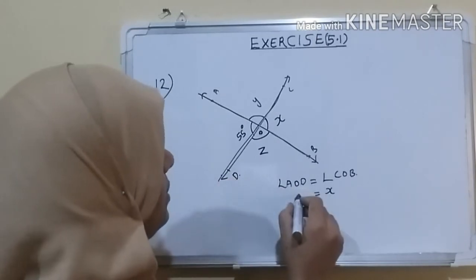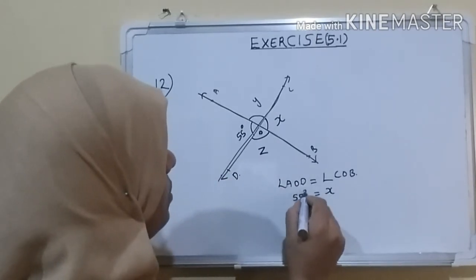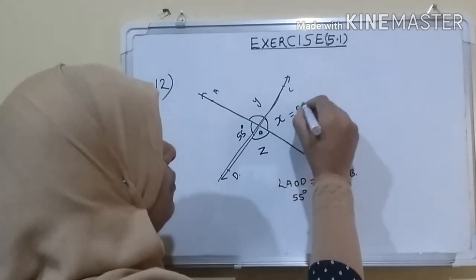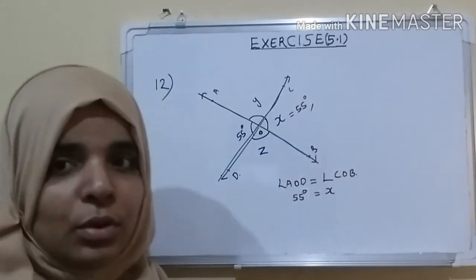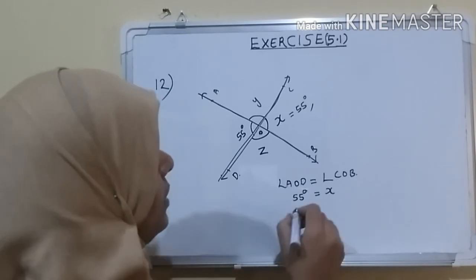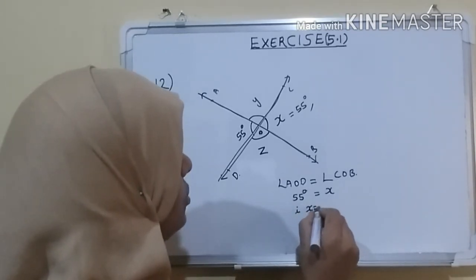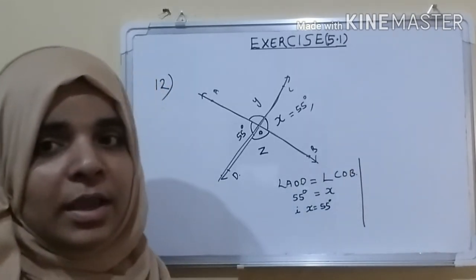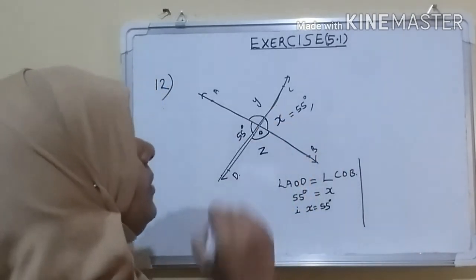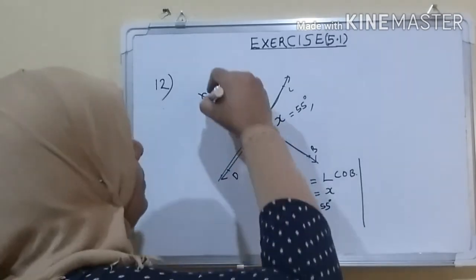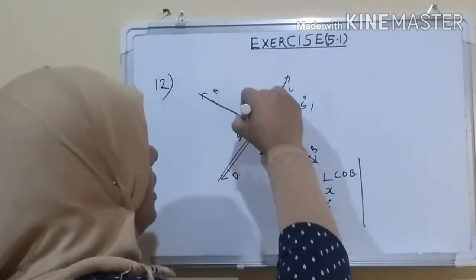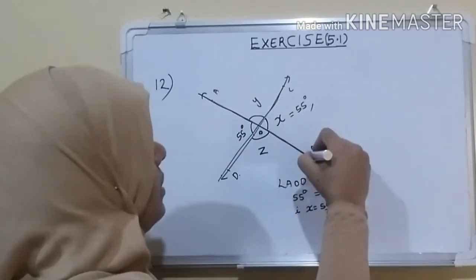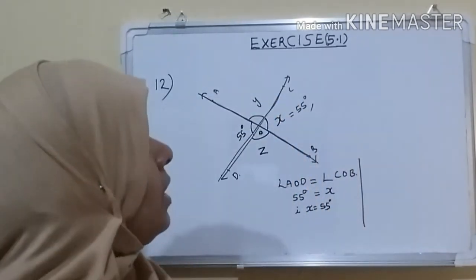Angle AOD is 55, so this angle X is also equal to 55. That is, X equals 55 degrees. Then how do we find this Y? We know, consider the line AB.